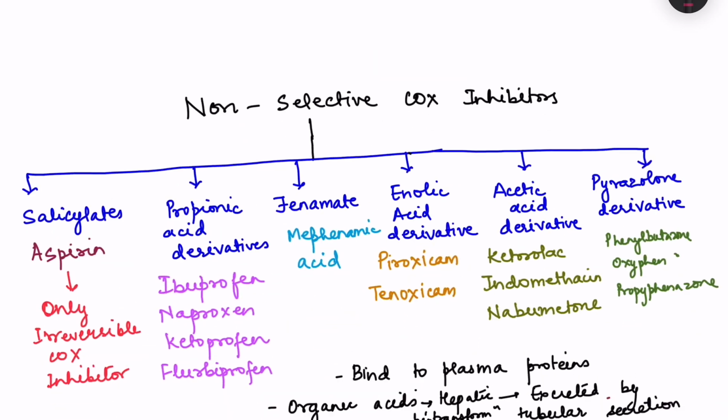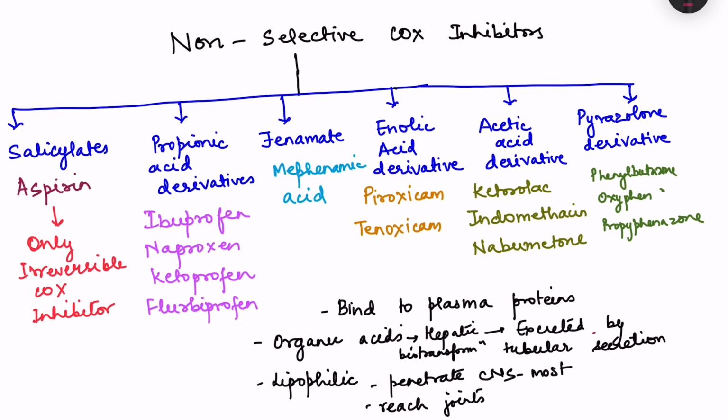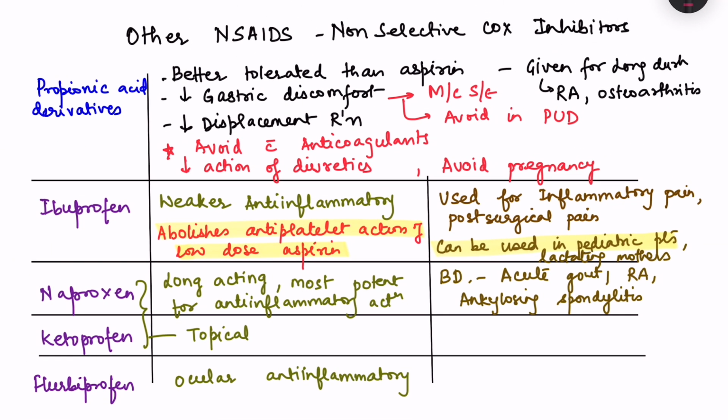Let us move on to other drugs of the non-selective COX inhibitors. This we have discussed and we saw that aspirin is the only irreversible COX inhibitor. And now we will talk about some characteristics of these other drugs. So first comes the propionic acid derivatives. In this group, we have brufen, naproxen, ketoprofen and flurbiprofen.